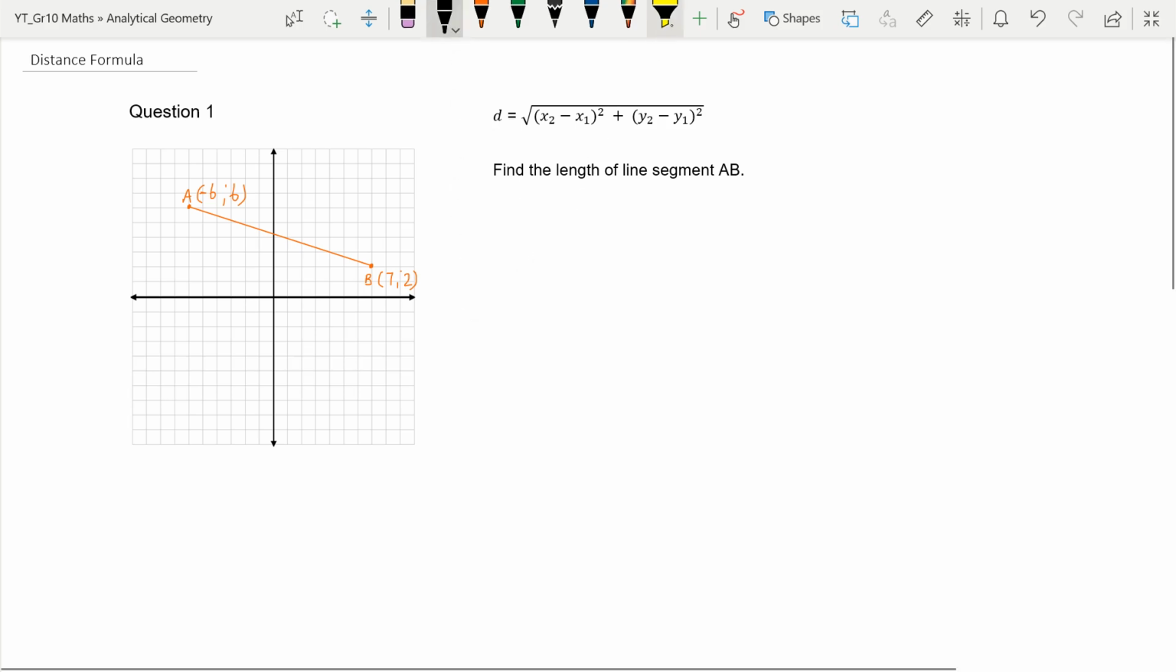For this first question, I also just copied the distance formula for you, but I suggest that you learn it and know it. We need to find the length of line segment AB. So I gave you two coordinates there. We've got coordinate A and we've got coordinate B. And they want us to find the distance between those two points, so the length of that line. So we are going to find the distance between A and B.